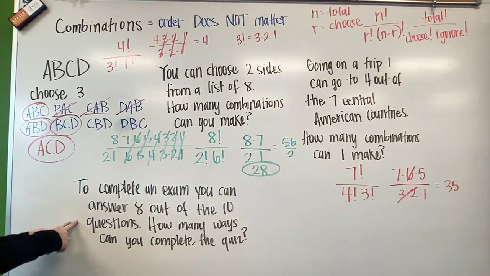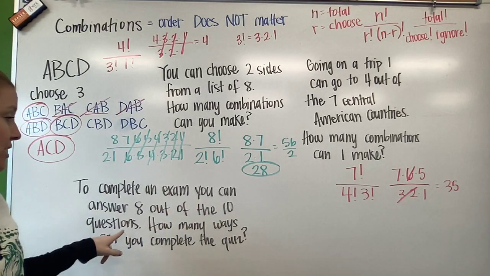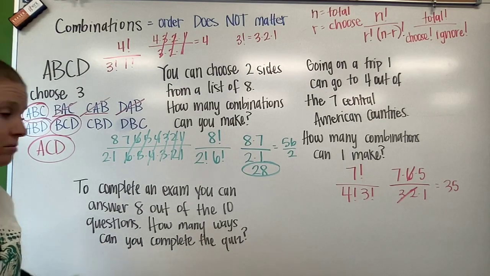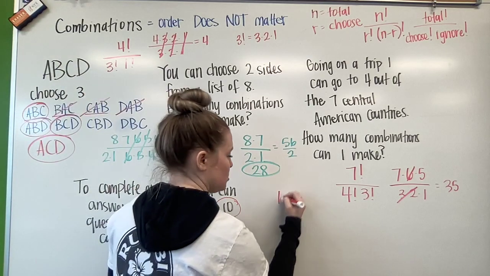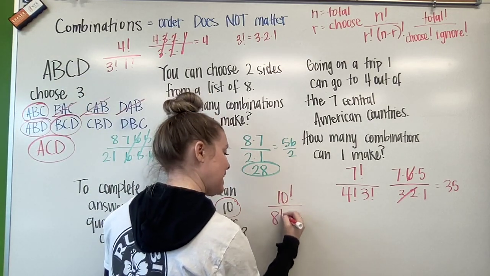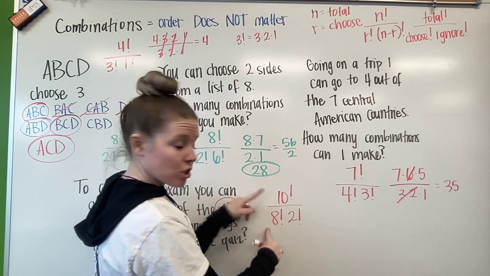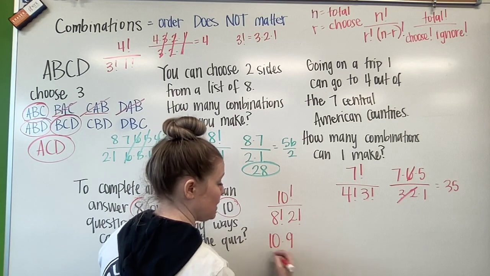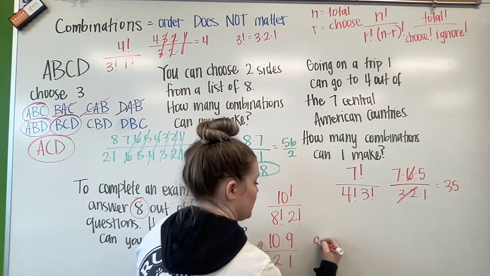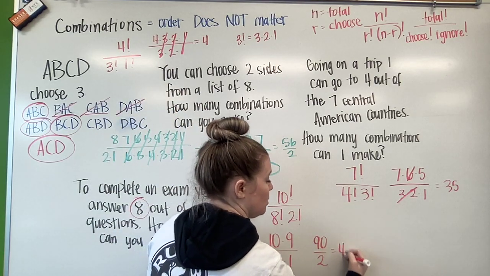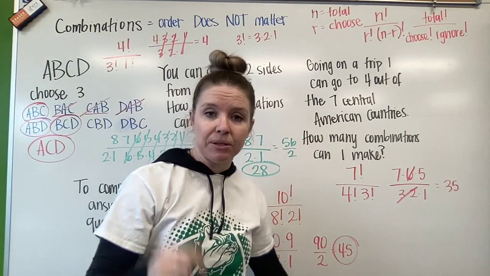Okay, one more example. To complete an exam, you have to answer 8 out of the 10 questions. How many ways can you complete the quiz? 10 total questions. We're going to choose 8. So 10, choose 8, ignore the remaining 2. 10 and 8, those are going to reduce to 10 times 9, and then I'm left with 2 times 1. That's going to give me 90 over 2. I have 45 different combinations of questions to complete that test.